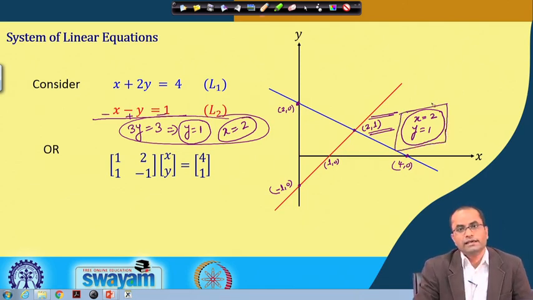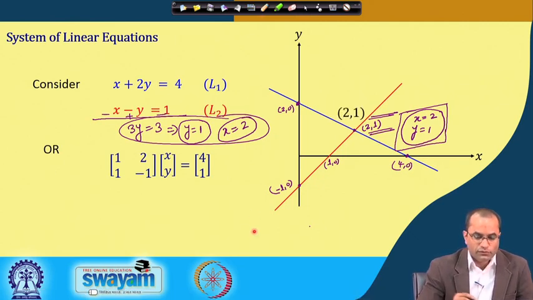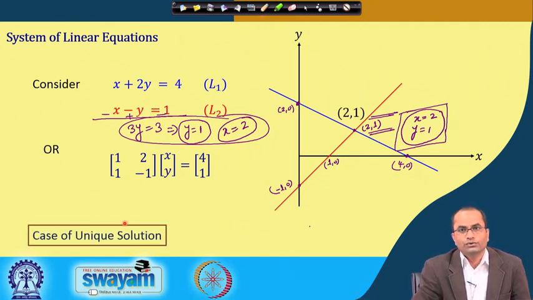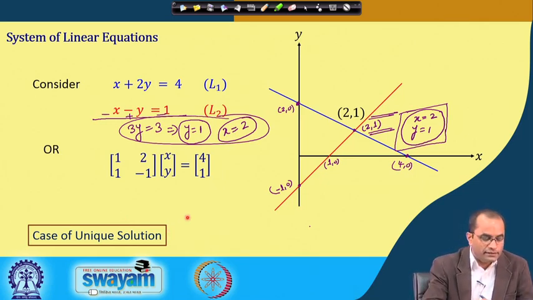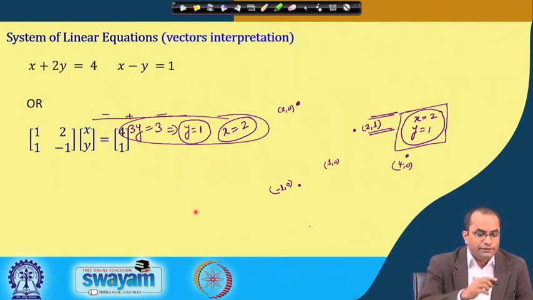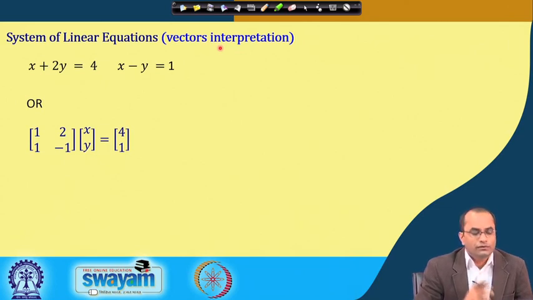So, precisely in this case we got the unique solution, because these two lines intersect exactly at one point. So, there is no other possibility to have a solution for this given system of equations, and this is what we call the case of unique solution. So, in this particular situation, when we have considered these two simple equations, we are getting a unique solution. We will just look for one more interpretation of the same equations in terms of vectors.